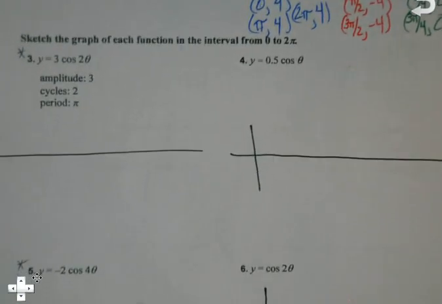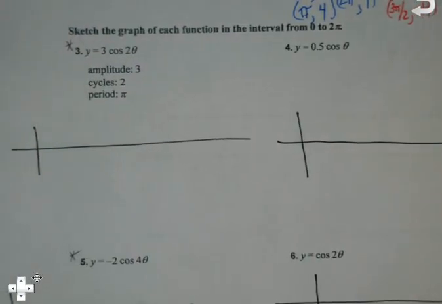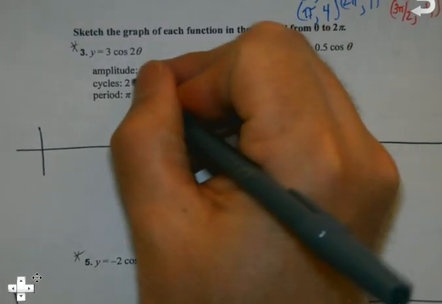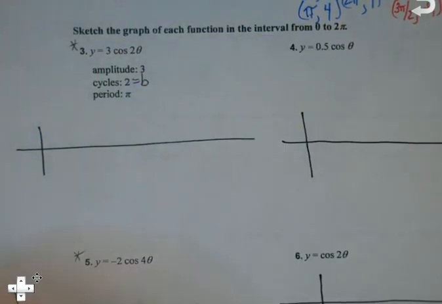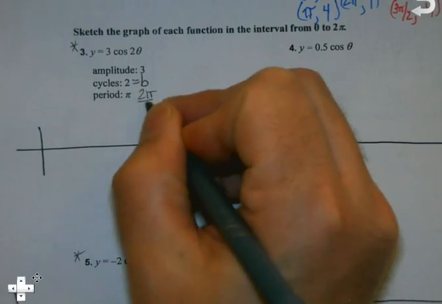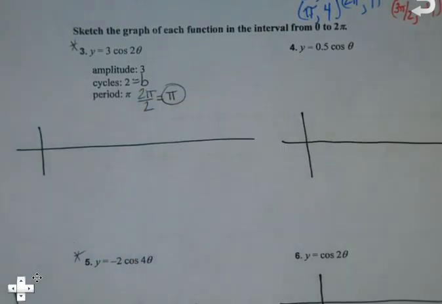Sketch the graph of each function in the interval from 0 to 2 pi. Now, that may mean 1 cycle, it may mean 2, it may mean 3, I don't know. So let's see here. Let's take a look at number 3. So I'm giving you the amplitude is 3. The number of cycles is 2, because again, that's my b value. And the period is pi, and I got that from doing 2 pi over b. Okay, just to let you see where all those values came from.